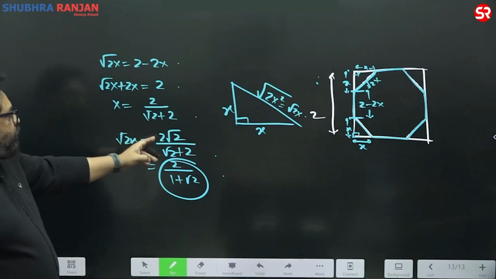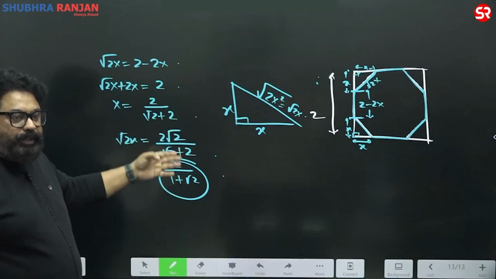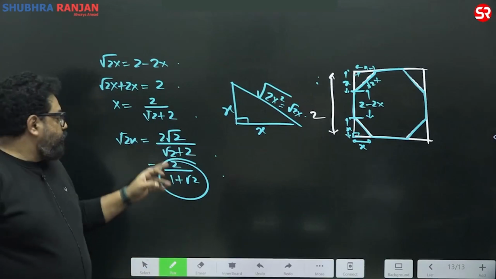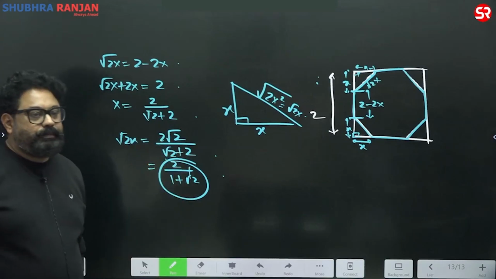Multiply root 2x से किया 2 root 2 upon root 2 plus 2, divide numerator and denominator by root 2. So 2 upon 1 plus root 2.